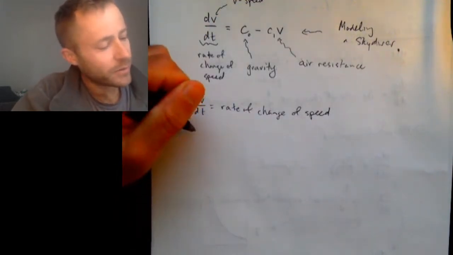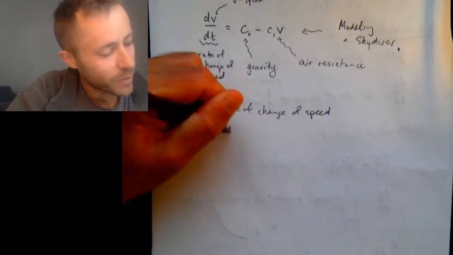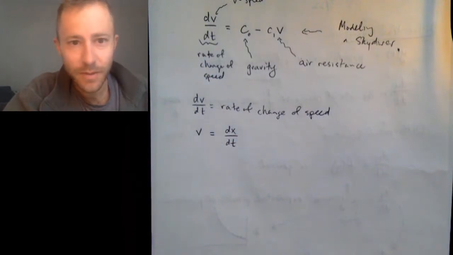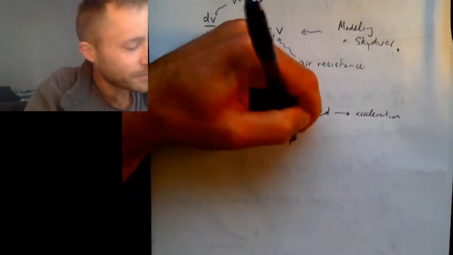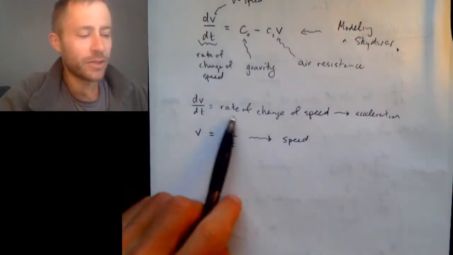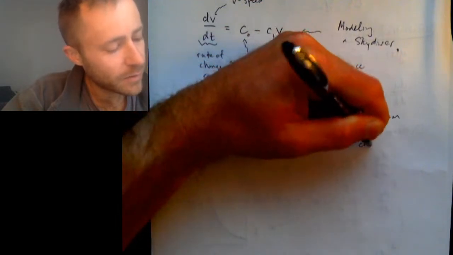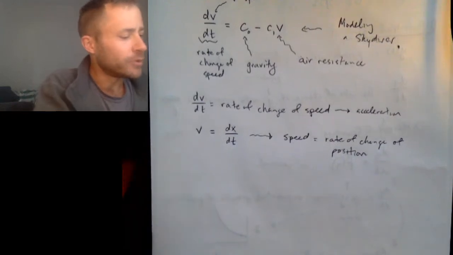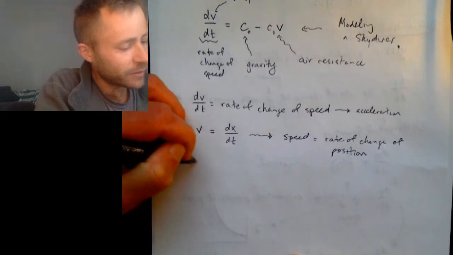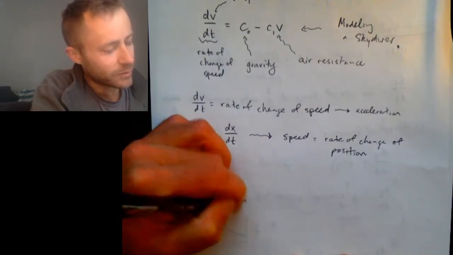All right. But V is equal to... so what is your speed? Your speed is equal to the rate of change of position. Okay? So basically this is acceleration, and this is speed. Your acceleration is the rate of change of speed, and your speed is the rate of change of position, of how far you've fallen. So these are actually going to be our two equations: dx/dt equals v, and dv/dt equals c0 minus c1 v.